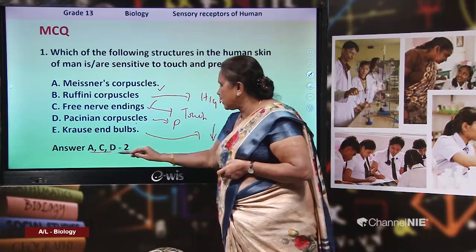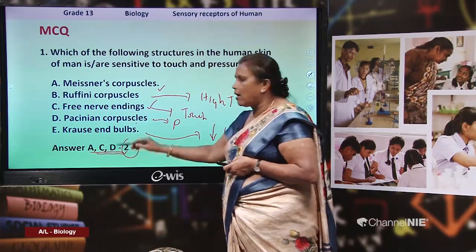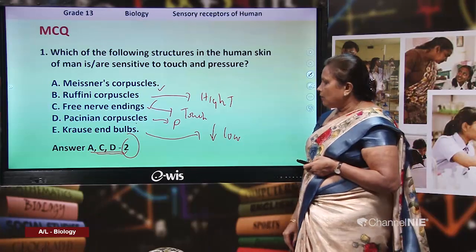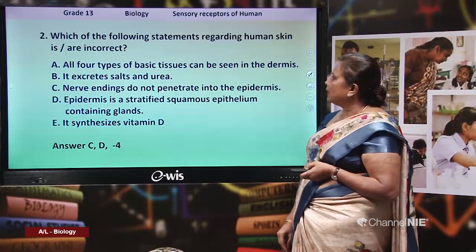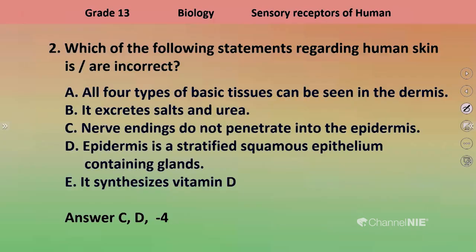This comes under the second answer in your answer page. Which of the following statements regarding human skin is incorrect? You need to find the incorrect answer here. All four types of basic tissues can be seen in the dermis. This is a correct statement.